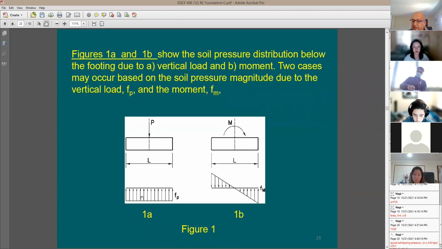So here is the stress due to vertical load. It's going to be all uniform. And because of the moment, I'm going to have a stress F sub M. This is going to be due to the moment. This pressure here is going to be actually compression of the soil.